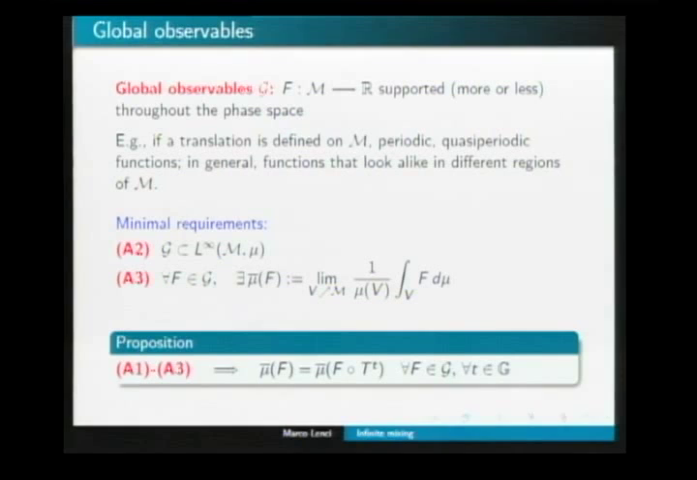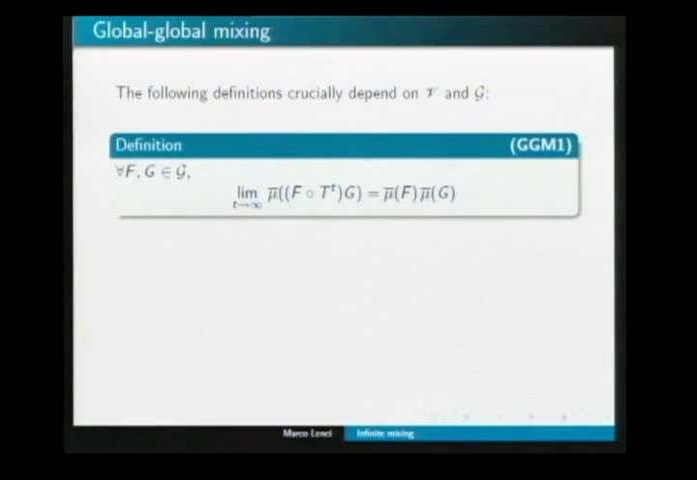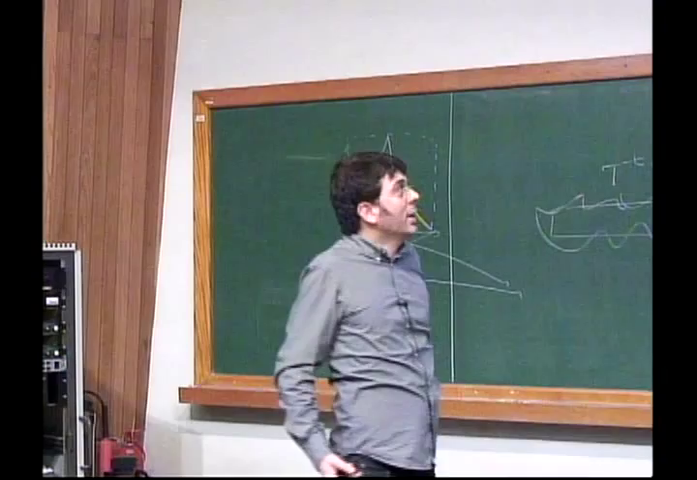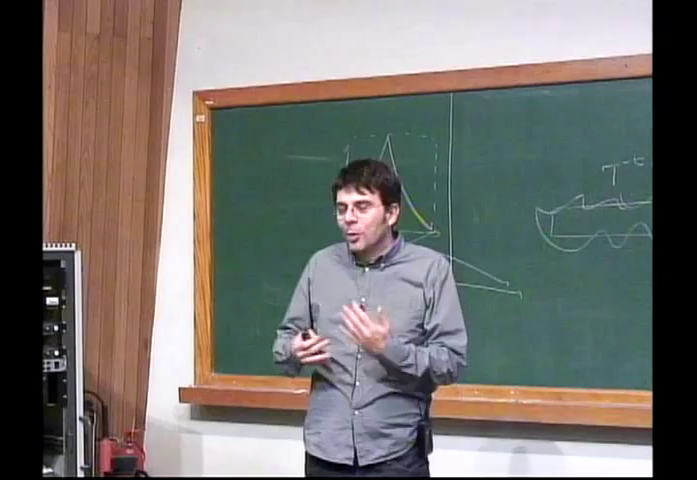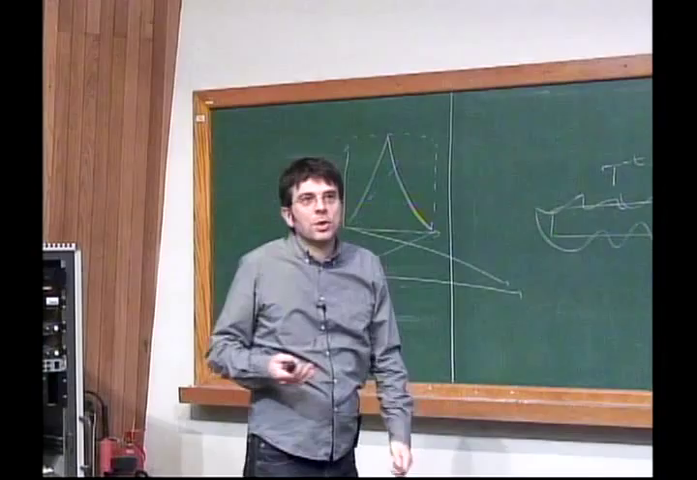So once you have this class, that once again it's up to you to choose in any given case, so it's up to you to choose where you want to observe things and what things you want to observe, V and G. So for this class of global observables, something does work. I mean, usually you actually do Birkhoff sums using local observables, but certain things do work. You will see, when we go through the definition of mixing, that if you have those, then convergence of Birkhoff sums will be a consequence.